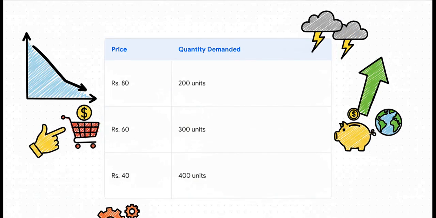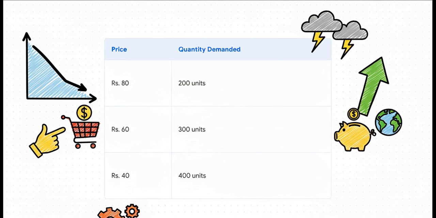And this table? It's a perfect example of that law in action. We pulled this straight out of a university textbook. Just look at it. As the price drops from 80 rupees to 60 and then down to 40, what happens? The quantity people want to buy goes up. It's this perfect inverse relationship. Price goes down, demand goes up.